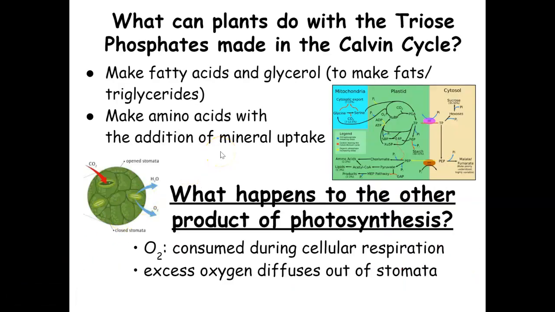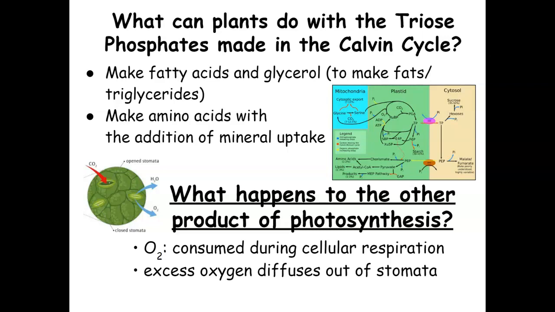However, they can use those triose phosphates to do other things as well. So they can use the triose phosphates to make fatty acid chains and glycerol, which, remember, is a 3-carbon alcohol that we talked about in BioH, and they can link together glycerol and 3 fatty acid chains in enzymatic reactions to make fats or triglycerides.